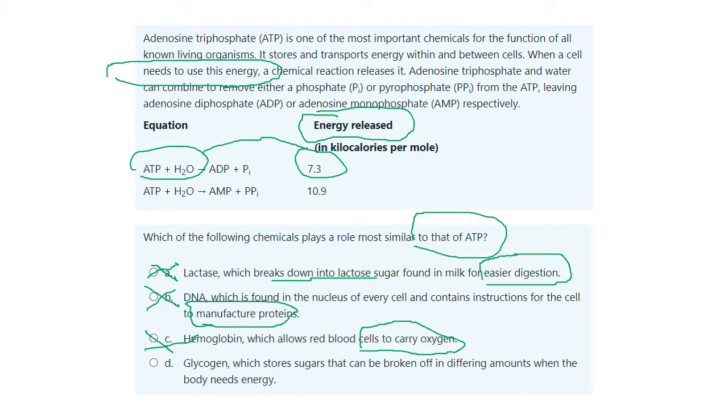D, glycogen, which stores sugars, can be broken off in differing amounts when the body needs energy. So there is a store of sugar, and you should know that sugar is energy. It can be broken down in differing amounts. Here we have 1 or 2 broken off. So it can be broken down in different amounts when the body needs energy. And the key is the body needs energy, and this is all about releasing energy. So answer D is correct.